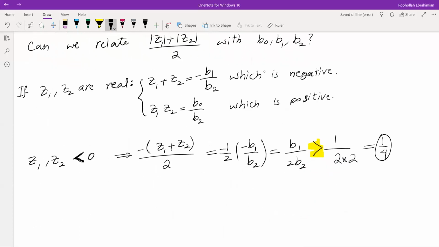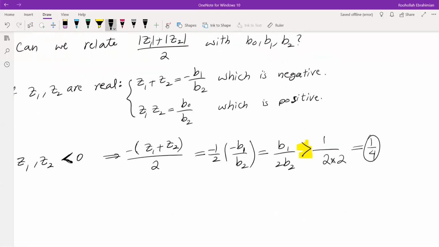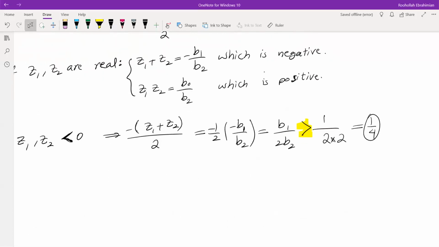So far I got that maybe the answer is 1/4, but I would also need to come up with an example that gives me numbers that are close to 1/4. So that may or may not be possible, but I wouldn't know the answer is 1/4. I would have to first look at the other case. So let's look at the complex case. Let's look at the case where it is a complex number.